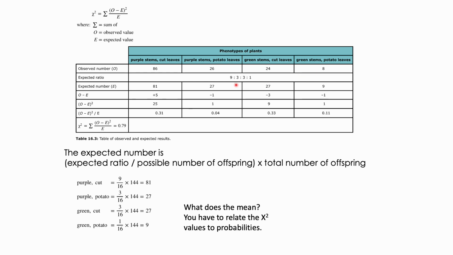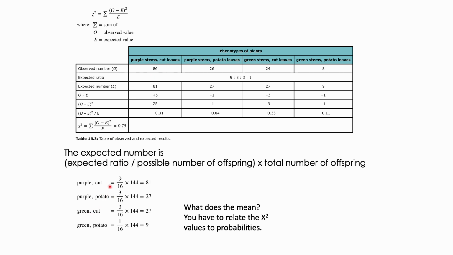Typically, again, remember in a dihybrid, you would have a ratio of 9:3:3:1. However, we can look at the expected number. To get the expected number, we have to do a little calculation. The expected number is going to be the expected ratio divided by the possible number of offspring times the total number of offspring. So I have listed here the 4 different phenotypes.